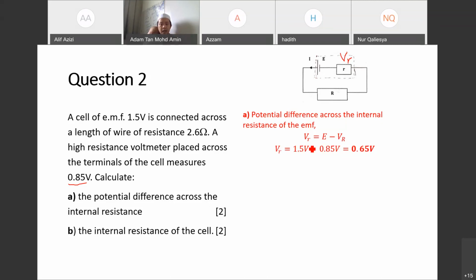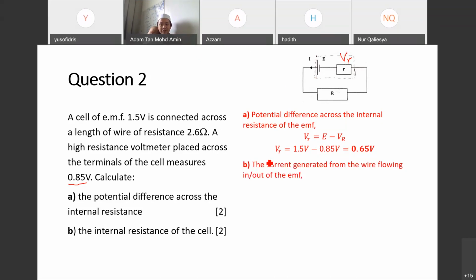So we can either use I equals E over R plus r. But the problem is the value of r. Actually we want to find the value of r. So we can actually use the voltage across the external resistor because we are given that 0.85 volts. And we are given the value of the resistance of the external resistor at 2.6 ohms. Are you guys still with me or am I going too fast? Yeah, okay. If you guys can't catch up, I'll send you guys the video.